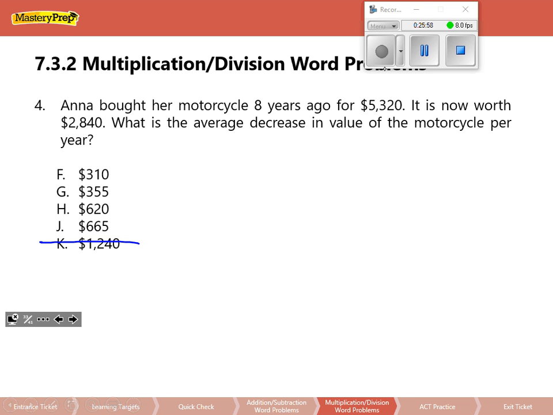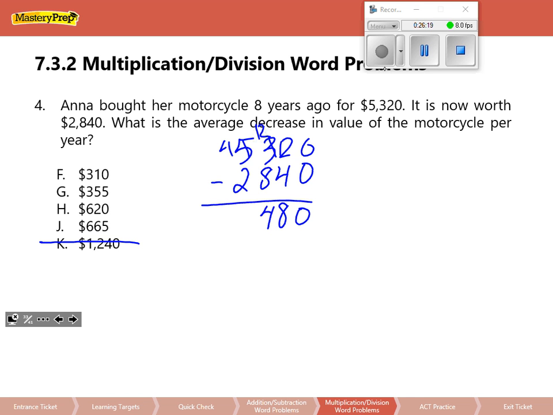Well, we could keep doing that, multiply the 665 by 8 and subtract it from there, see if we get there, 620 doing the same thing. Or we can take this here and subtract $2,840. $2,480. Because that's the amount of time passed. It's 310.